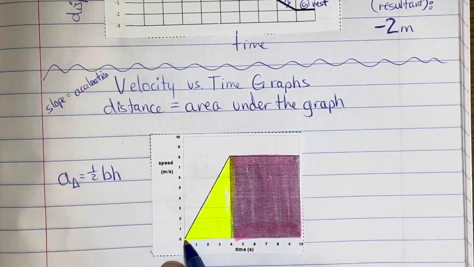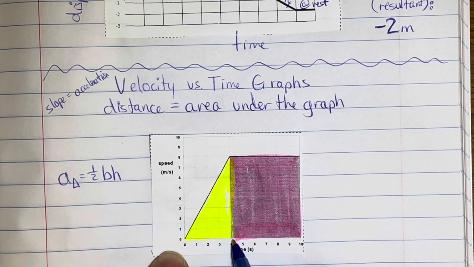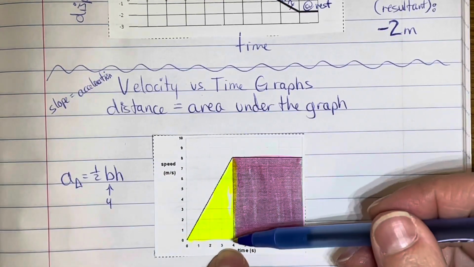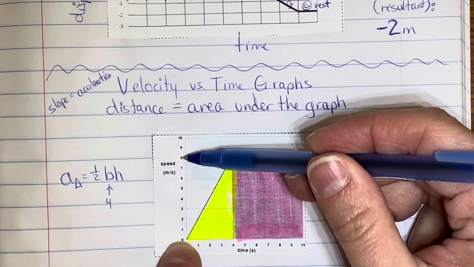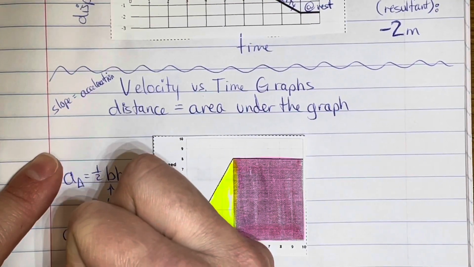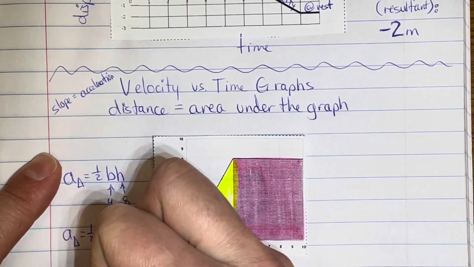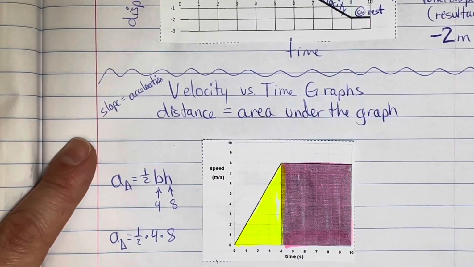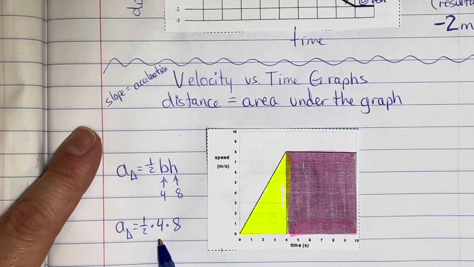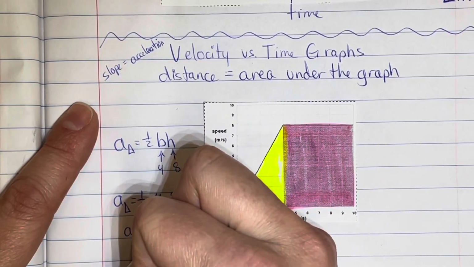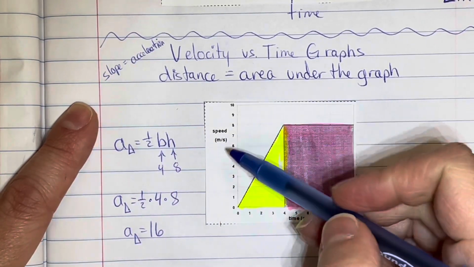Okay, so I'm looking at this triangle. Its base goes from 0 to 4. Okay, so it has a base of 4 and it has a height. It goes from 0 all the way up to 8. A height of 8. So the area of this triangle is going to be 1/2 multiplied by 4 multiplied by 8. Okay? 1/2 of 4 is 2. 2 times 8 is 16. So the area of the triangle is 16.